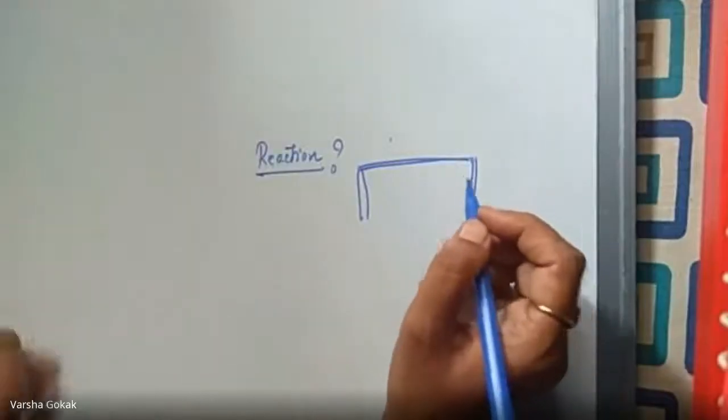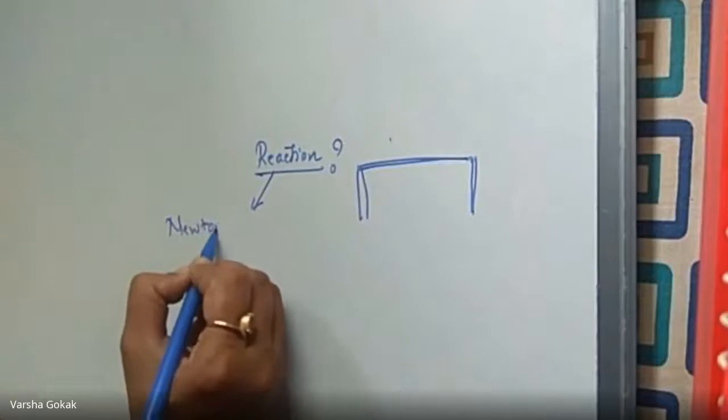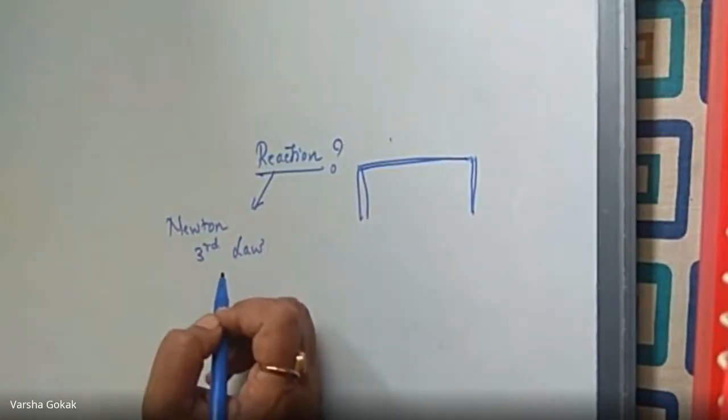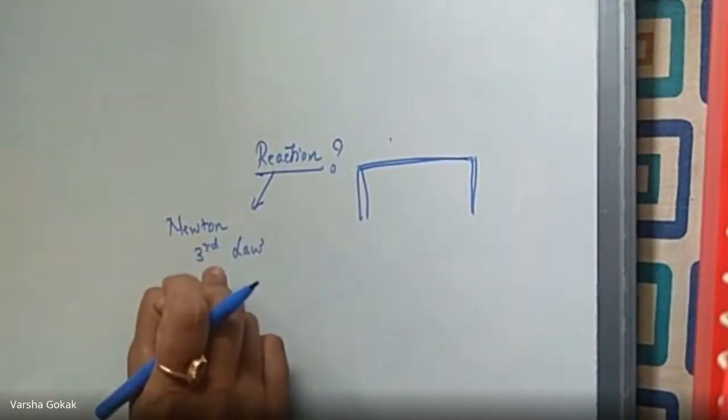Opposition for the movement. Exactly. Opposition. Okay. So reaction can be more defined from your Newton's third law. What is Newton's third law? Every action has equal and opposite reaction. Correct? That term is coming over there.